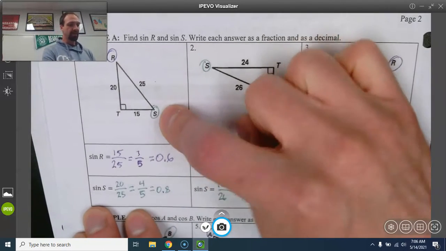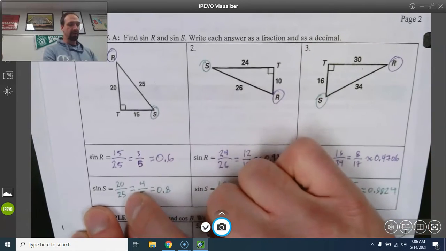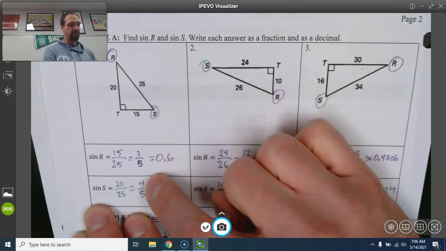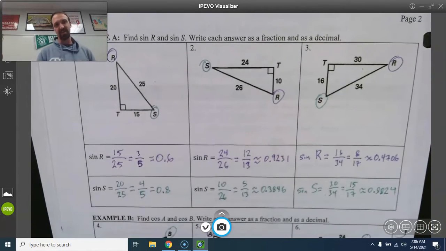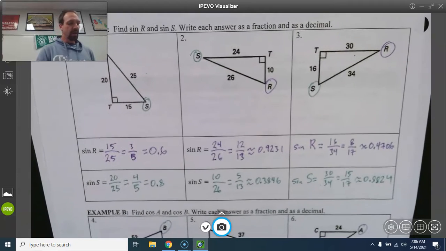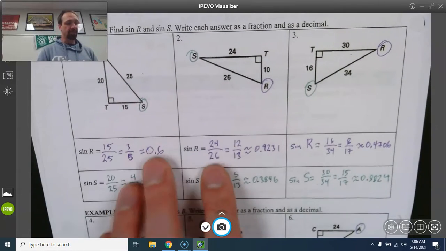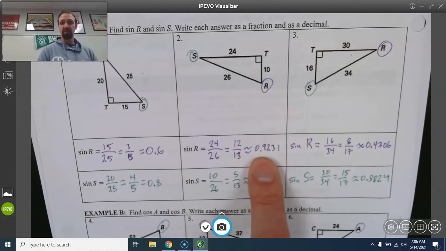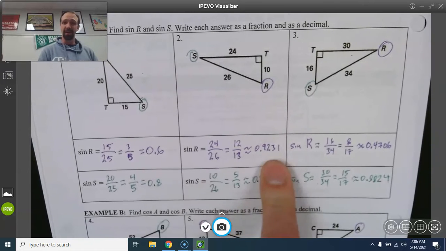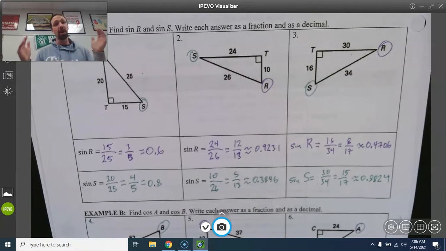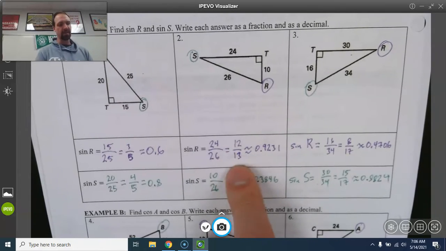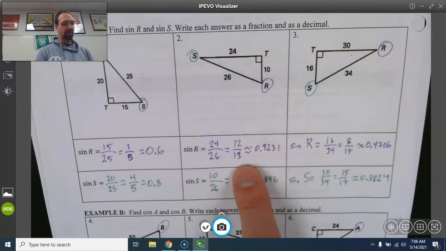Same thing with sine of S. So we did 20 over 25, and then we did reduce that down to 4 over 5, and then just did that in my calculator to get the 0.8. When you have to round, make sure that you round to 4 decimal places. So when I did number 2 here, we got a decimal that went on forever. That's called an irrational number. It's because we divided by this 13 here, 12 divided by 13.